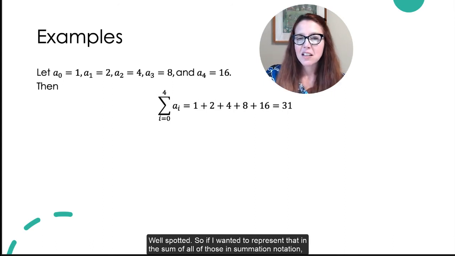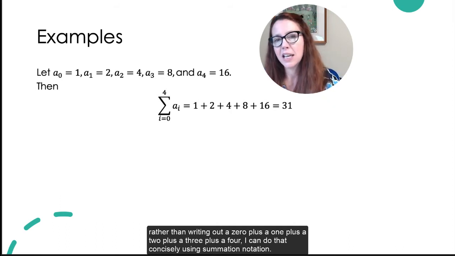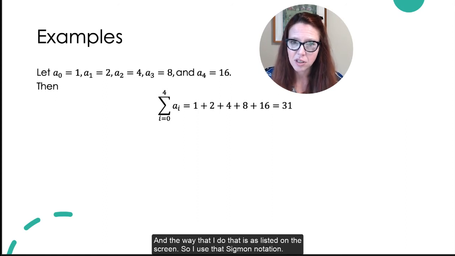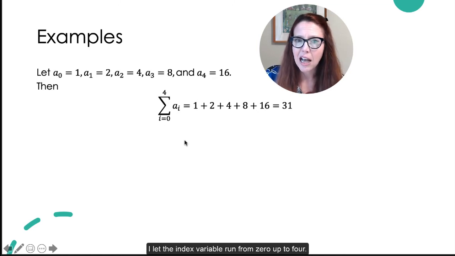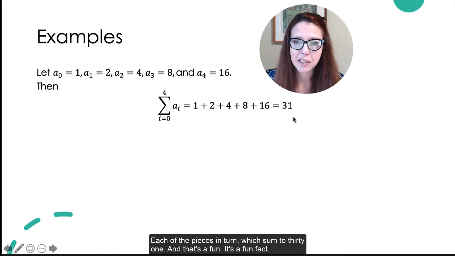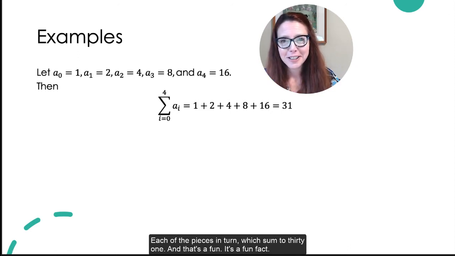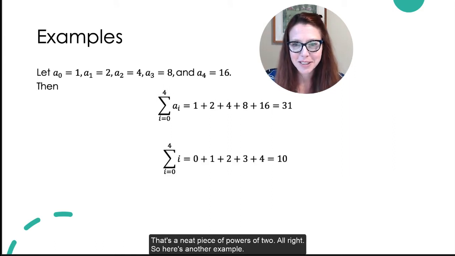Well spotted. So if I wanted to represent the sum of all of those in summation notation, rather than writing out a0 plus a1 plus a2 plus a3 plus a4, I can do that concisely using summation notation. And the way that I do that is as listed on the screen. So I use that sigma notation. I let the index variable run from 0 up to 4, and I get the following. So it adds up each of the pieces in turn, which sum to 31. And that's a fun fact. If I added 32, I get 63. So I'm always one short of the next one above it. That's a neat piece of powers of 2.